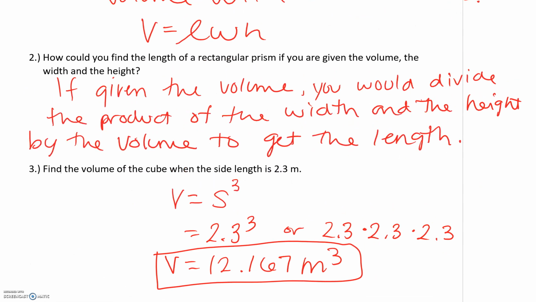Number 2 was a little bit of a challenge, but if I was given the volume, you would want to divide the volume by the product of the width and the height to get the length. So I would have volume divided by my width and my height, and that would give me my length. And then the last one, if I have a cube and the side lengths are 2.3, I could use the third power in my calculator, or it's just 2.3 times 2.3 times 2.3 to get my answer here, and it's meters cubed.